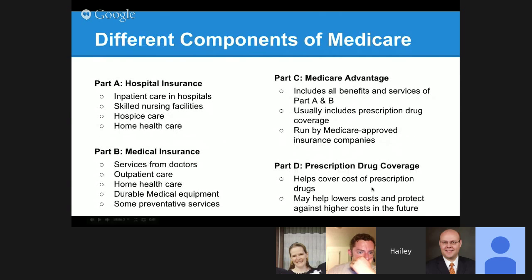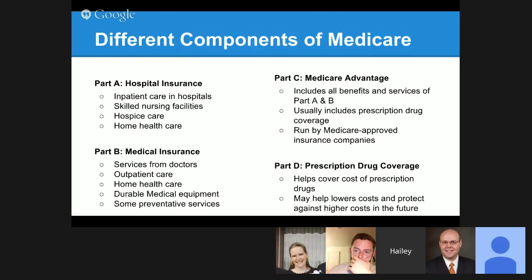Yes, this slide, I wanted just to highlight this. This is a really important slide to know, and not necessarily that you have to know all the details under each of these. You should know them generally. You should know that Part A is, generally speaking, hospital insurance. It is broken out for you there, so that's good. You should know that Part B is generally what's known as medical insurance, typically the outpatient care, home care, services from doctors. So when a Medicare beneficiary goes and sees a doctor, it's paid under Part B. So Part A and Part B is known as the traditional Medicare.